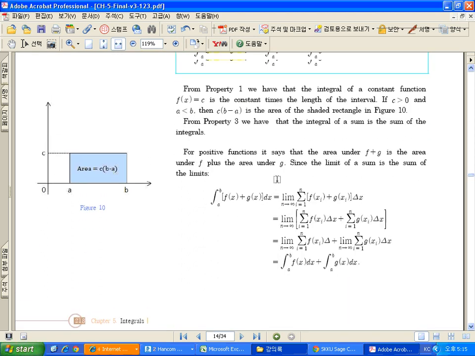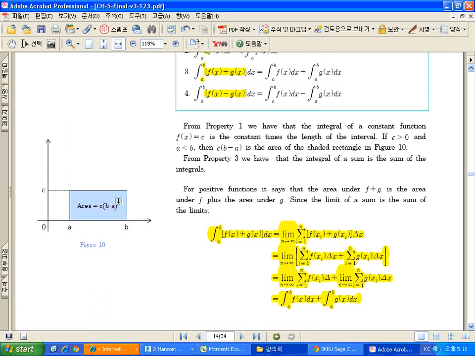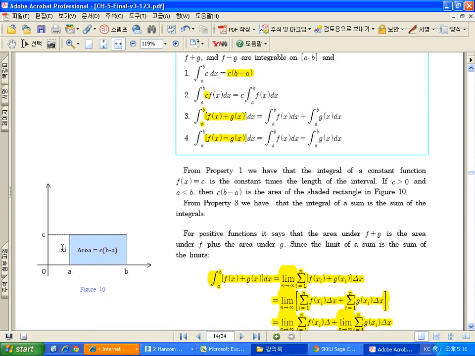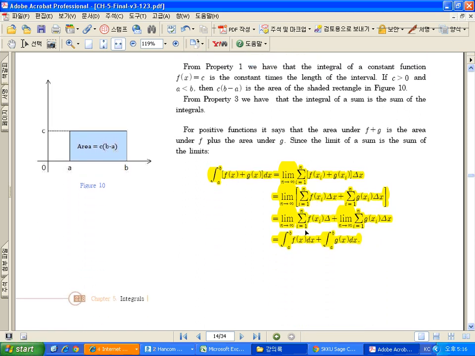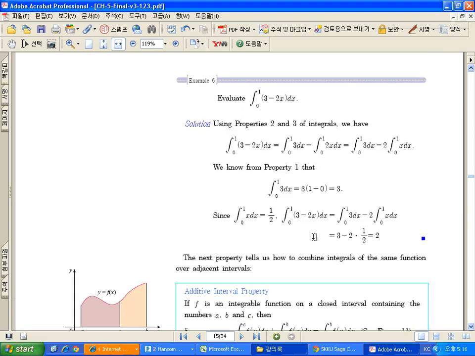All of these can be proved from the definition, like what you see. For this one, if c is the height, the integral over the interval from a to b is c times (b minus a), so it can be easily verified. All the others can also be easily verified from the definition of the Riemann sum.